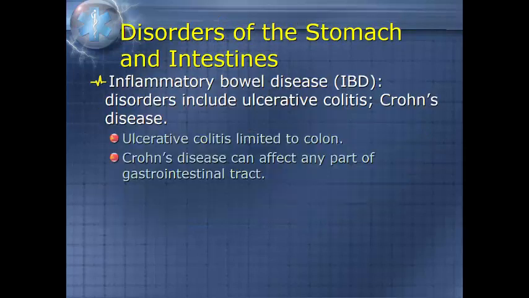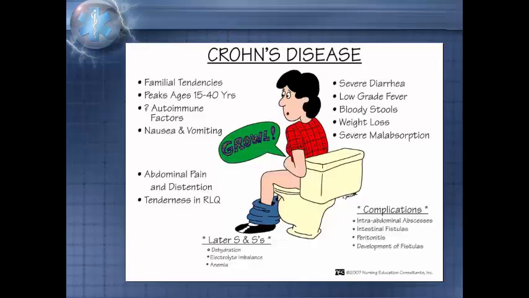Now, inflammatory bowel disease. This is kind of an umbrella of diseases that includes your ulcerative colitis, Crohn's disease, that kind of stuff. It does tend to run in families. It is more common in your late teenage to early adulthood years, and they do believe that has something to do with the immune system. Some of the more common signs and symptoms are nausea and vomiting, abdominal pain, some distension, tenderness, severe diarrhea, a low-grade fever when it flares up, bloody stool, weight loss, that kind of stuff.